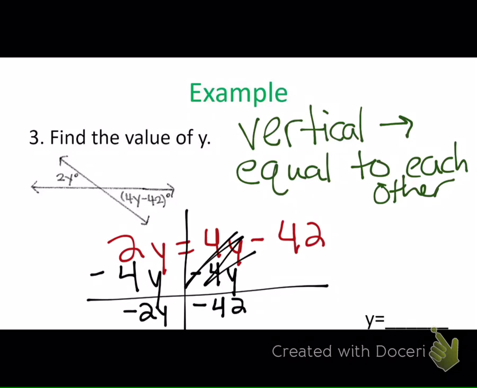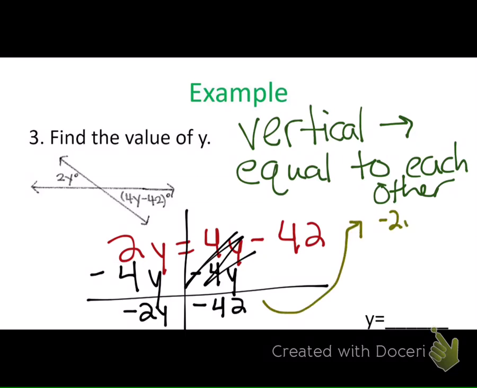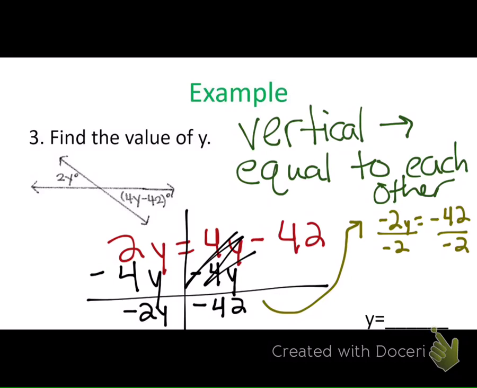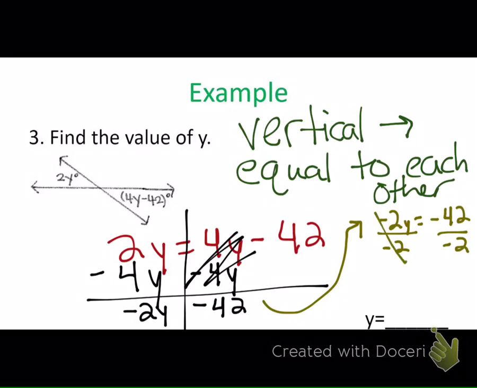What am I going to divide both sides by? Negative 2. So I'm going to rewrite this over here. I have negative 2y equals negative 42. I'm going to divide both sides by negative 2. So what does y equal? What's negative 42 divided by negative 2? Use your calculator. 21. So y equals 21.